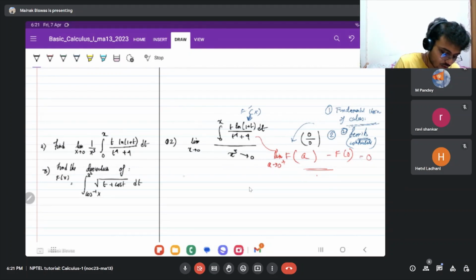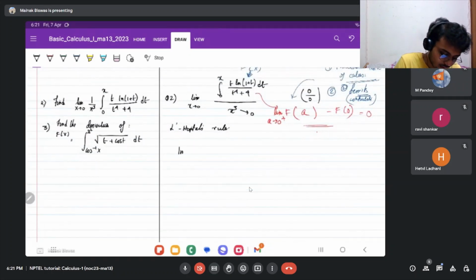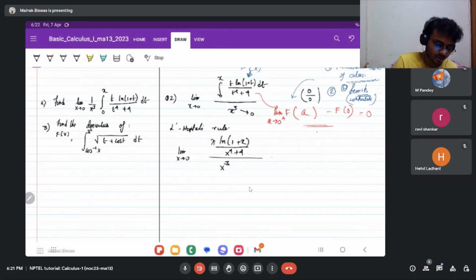So for 0 by 0 form, we will use L'Hopital's rule. And what is the rule saying? Limit x tends to 0, you take the derivative of the top function. What do you have? t log of 1 plus x, by x to the power 4 plus 4, divided by x cube. Agreed? Any doubt?